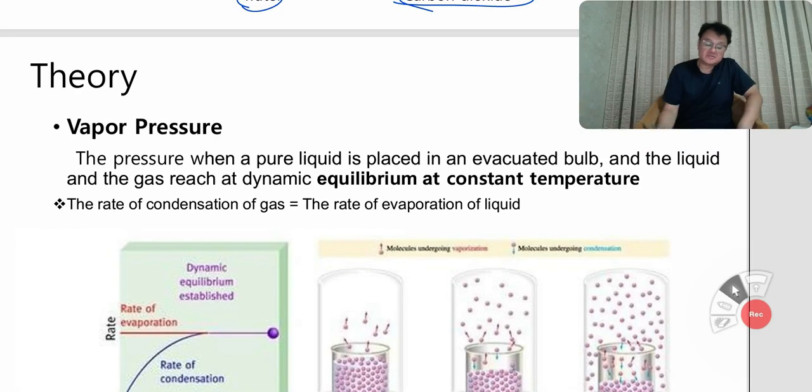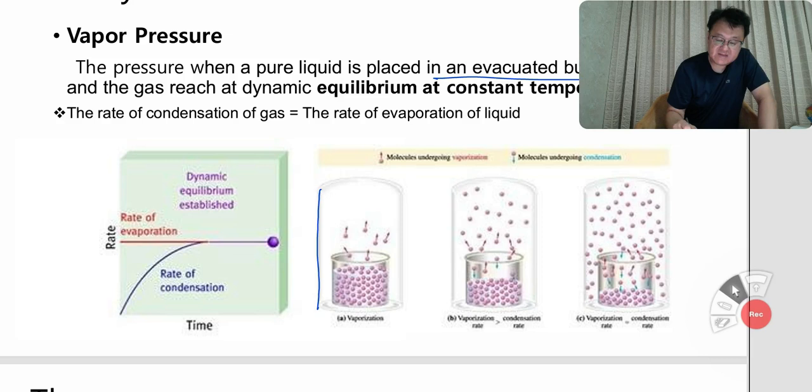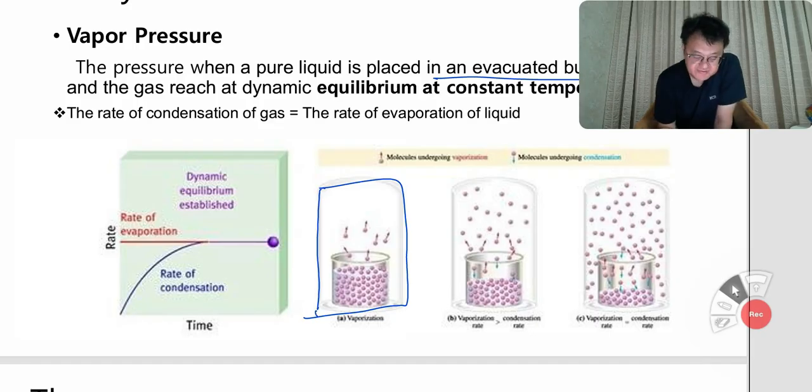Okay, so next topic, vapor pressure. The pressure when a pure liquid is placed in an evacuated bulb and the liquid and the gas reach dynamic equilibrium at constant temperature, the pressure at this dynamic equilibrium exerted by the gas phase molecules is the vapor pressure at that constant temperature. Think about an evacuated bulb, so a completely sealed system, okay, a closed system.